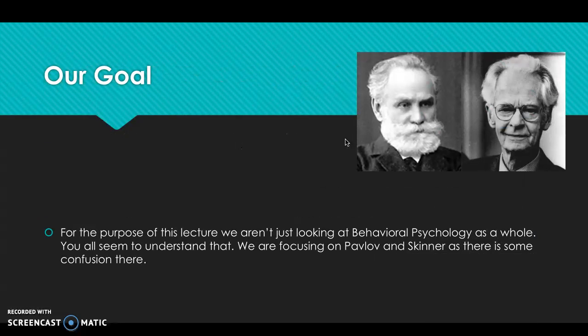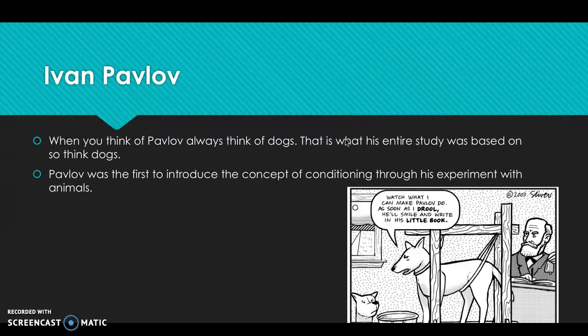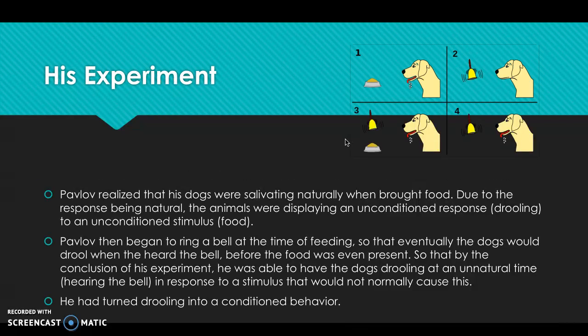So obviously for our goal, we are trying to make sure that you guys understand the difference between Pavlov and Skinner, because there's clearly some confusion within the class about it. So with Ivan Pavlov, you always have to think of dogs. His entire study was based around his dogs, and he was also the first to introduce the concept of conditioning through his experiment with his animals.